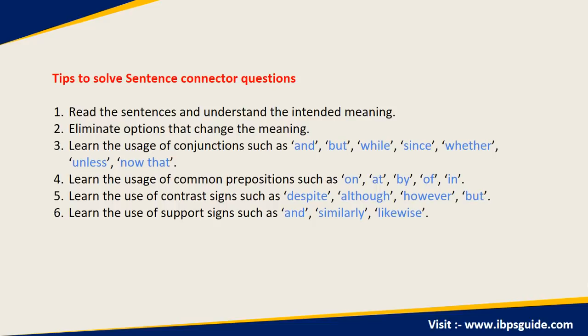Last point, learn the use of support signs such as and, similarly, and likewise. So support signs are used to connect two ideas that are similar, right, and equal. For example, when you're using and, you're talking about two things that are similar or equal. And also, when you're using and specifically, it has to be of the same word class. Verb and verb, or noun and noun, adjective and adjective. She is tall and beautiful. He is running and jumping. So that is the purpose of support signs.